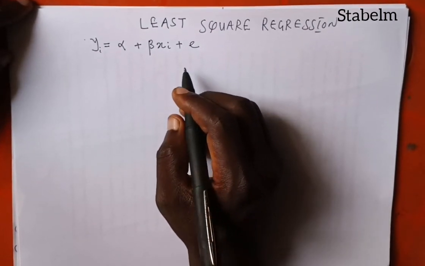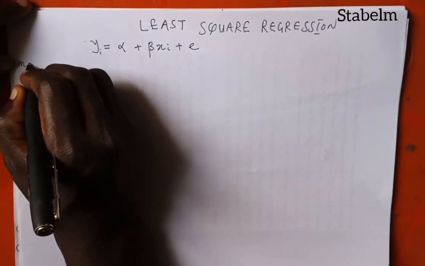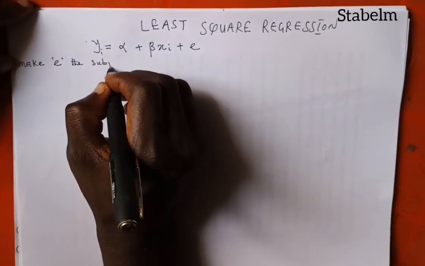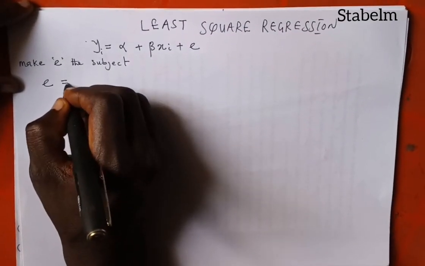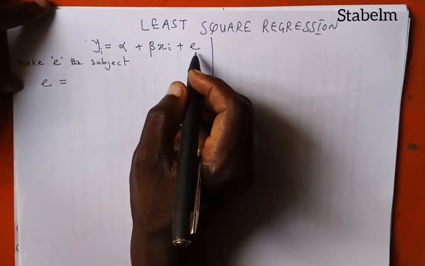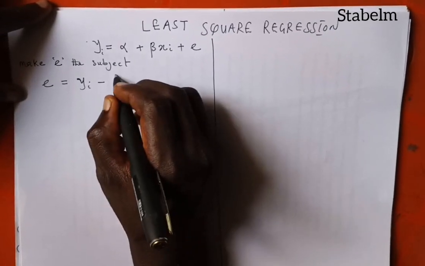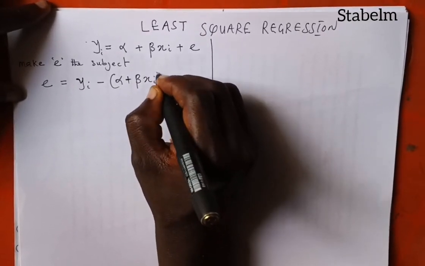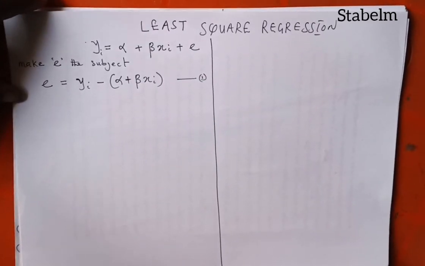Now, the first thing we do is to make this error term the subject. If we make e the subject, then we have the error term equals y subscript i minus into bracket alpha plus beta x subscript i. Let's say this is equation 1 from this linear regression model.